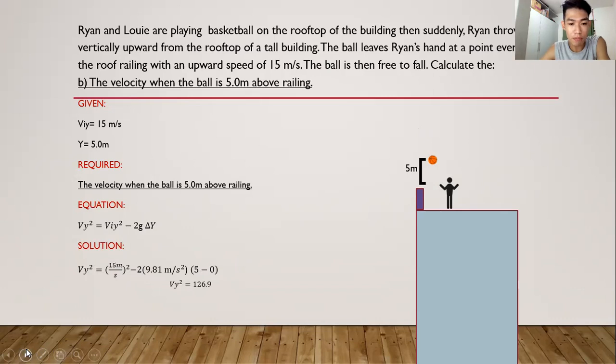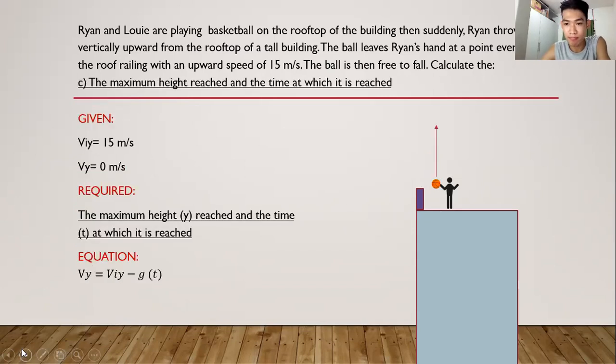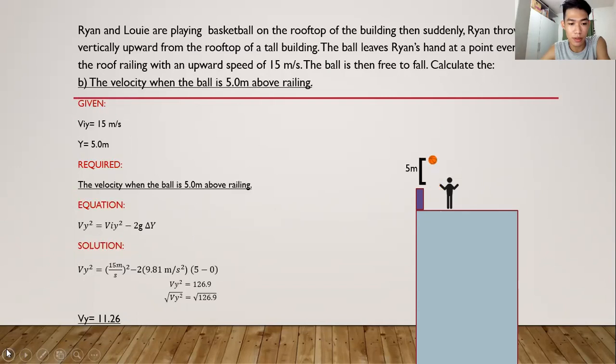So solving, Vy squared is equal to 126.9 and then square root natin para makuha yung Vy. So yung Vy natin is 11.26, starting 5 meters above the railing. Starting dito, unlike yung kanina nag-start sa even or pantay dito sa railing, in-adjust yung ball na 5 meters. So sa 5 meter na to, na-obtain niya yung velocity na 11.26 meters per second.